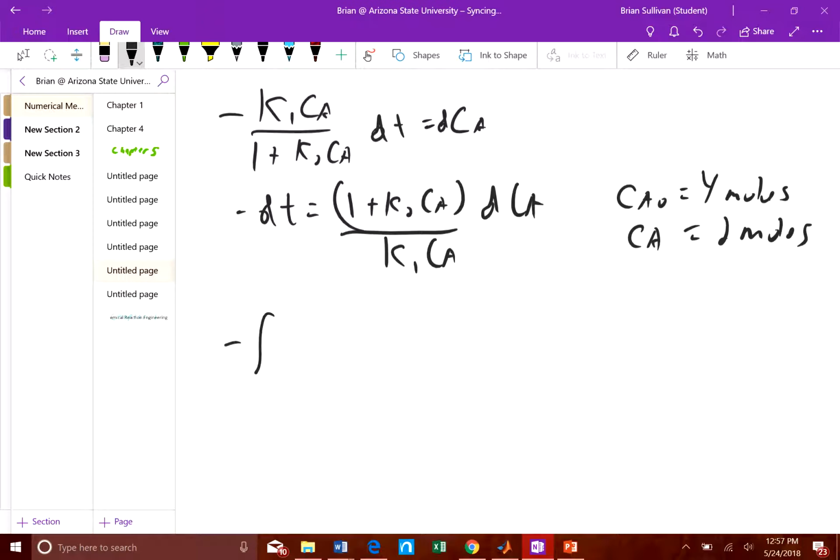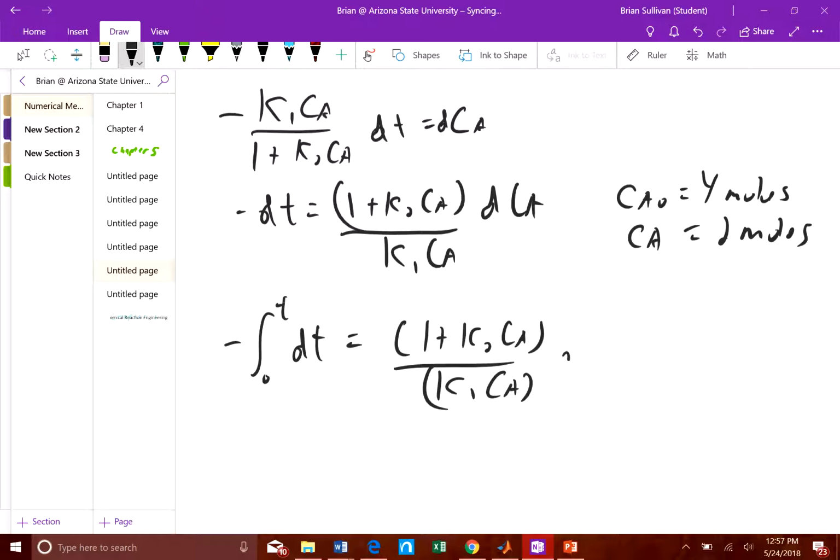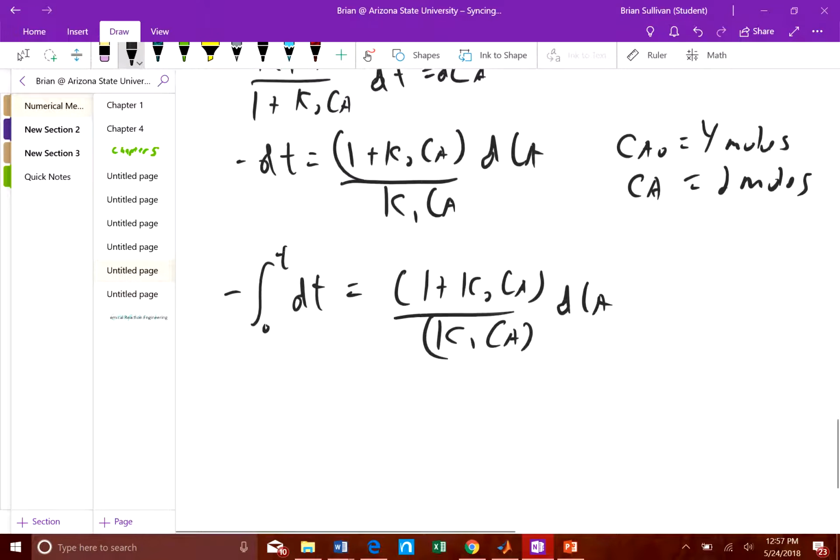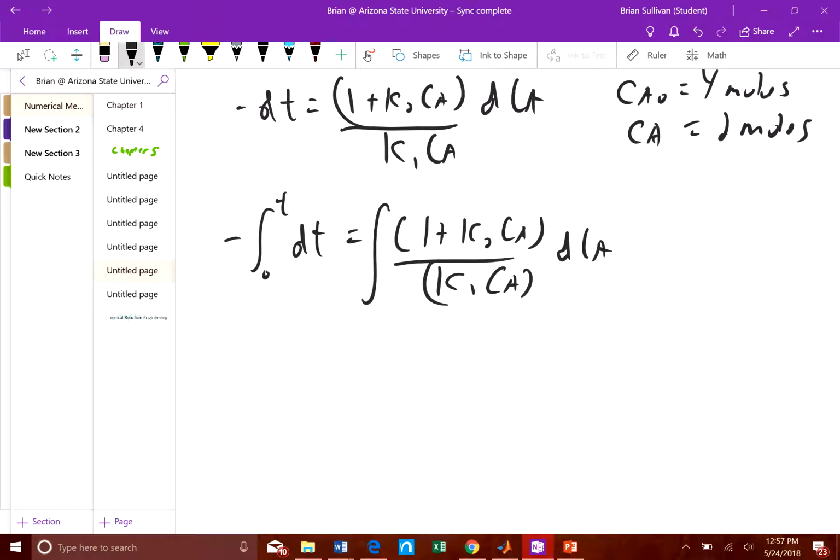So if we do negative from 0 to time of dt, right? And over here, we want to do this calculation. There we go, dC_A. So I'm going to move a little faster because it's going to be an integral that's going to take a minute. Okay, but let's go from C_A0 to C_A1. And remember that time when I said you can move the negative sign later? Basically this guy and this guy. Well, let's do that now. Let's flip these bounds and remove it, right?